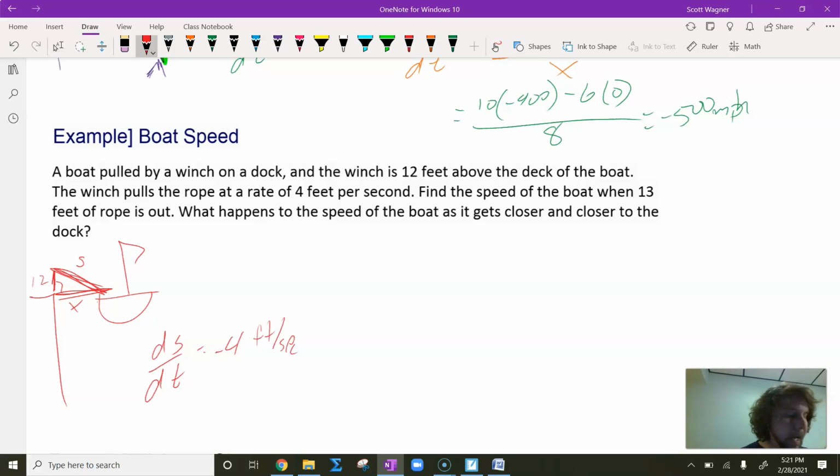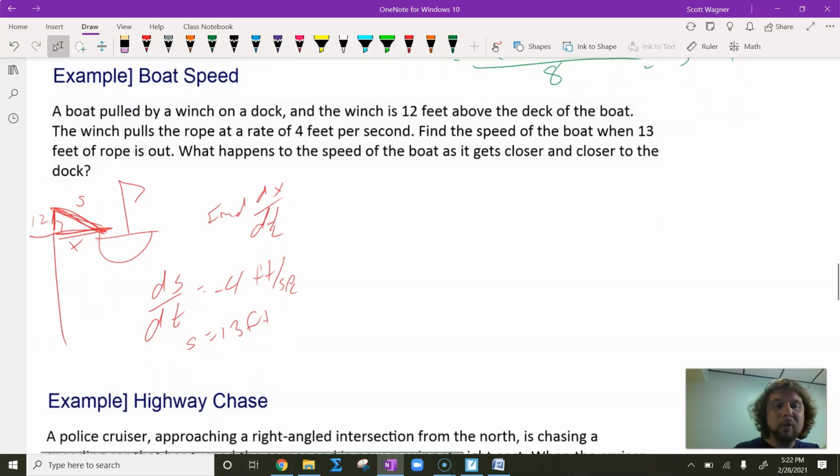So I would go with a negative 4 feet per second right there. And then I'm specifically looking when S is equal to 13 feet, when there's 13 feet of rope let out. What do I want to try to figure out? Find the speed of the boat. So I'm trying to find dx/dt. Find dx/dt right there.